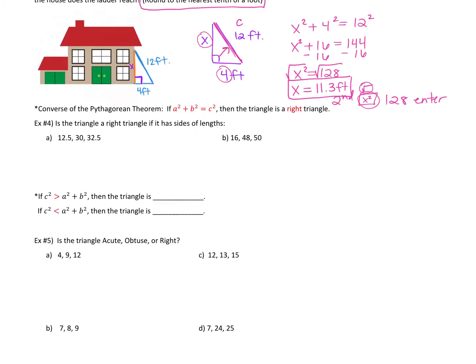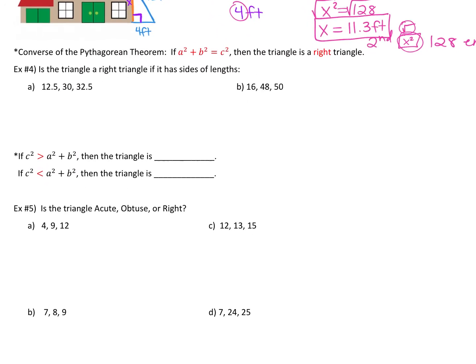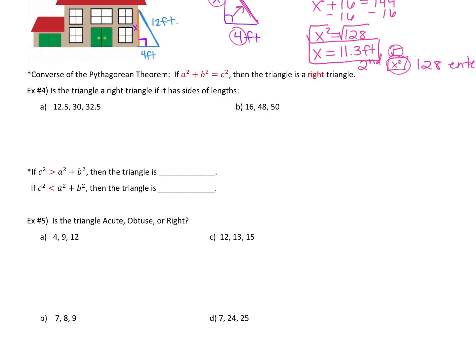Okay. Then there is also a converse to the Pythagorean theorem. And remember what a converse is. A converse just takes the hypothesis and conclusion and swaps them, right? So we said before, if something is a right triangle, then a squared plus b squared equals c squared. That's the Pythagorean theorem. The converse says if a squared plus b squared equals c squared, then the triangle is a right triangle, okay? So they're gonna ask you, is this a right triangle?